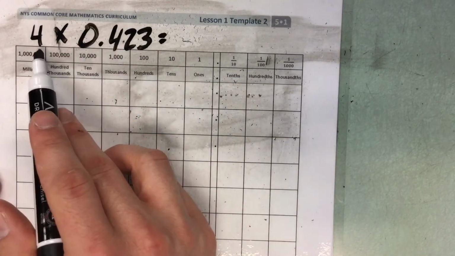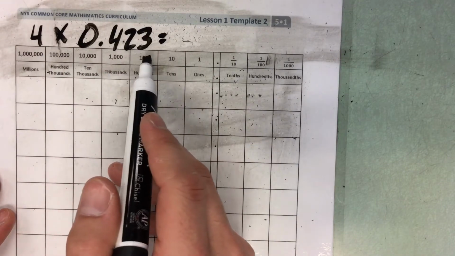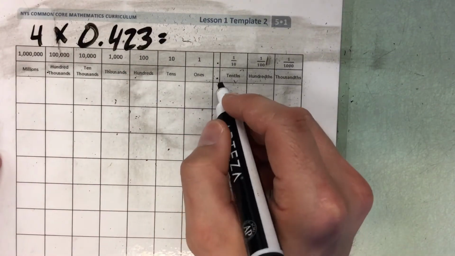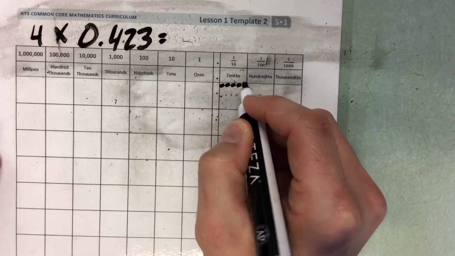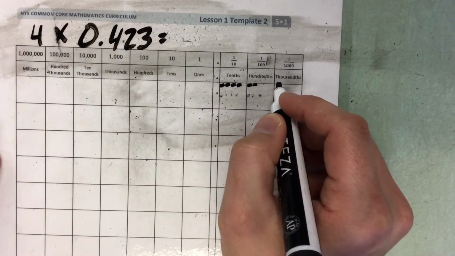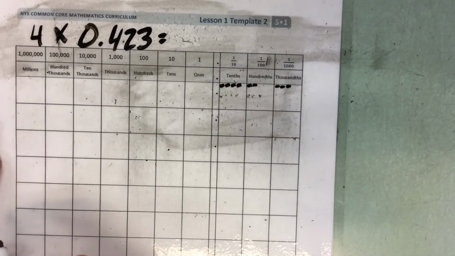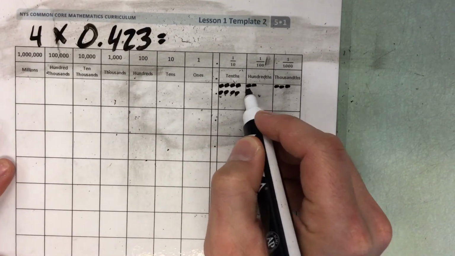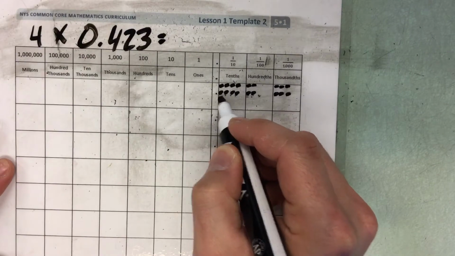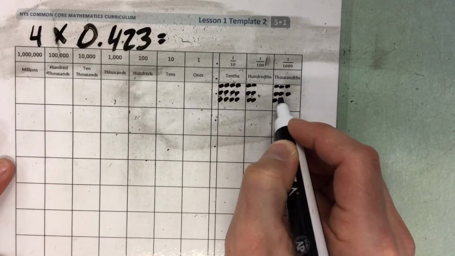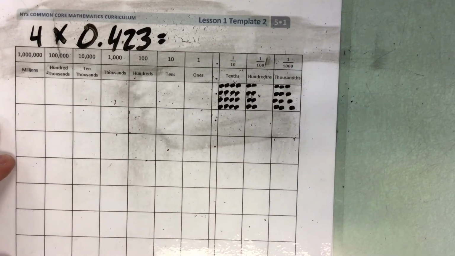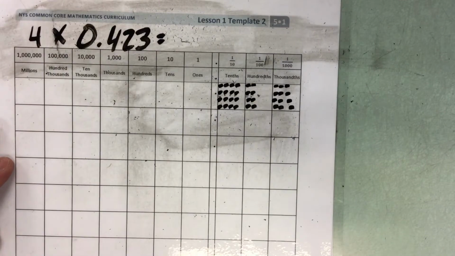So I have 4 copies of 423 thousandths. So I'm going to begin by placing that into my place value chart. So I have 4 tenths, 2 hundredths, and 3 thousandths. That's 1 copy, but I need a total of 4 copies. So I'm going to do that again until I have 4 copies. So now I've got my 4 copies of 423 thousandths.